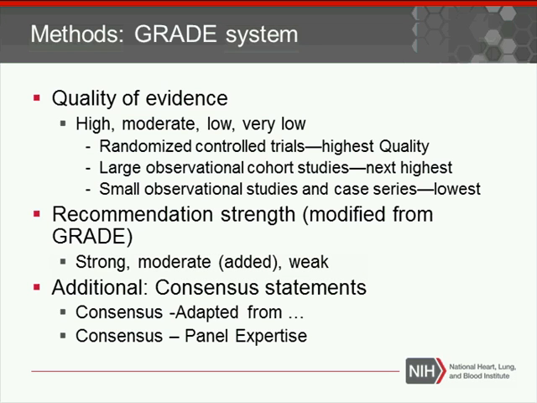In the GRADE system, the quality of evidence arm has four levels: high, moderate, low, or very low to describe the evidence. And in this system, a randomized controlled trial would be considered the highest quality evidence, followed by large observational cohort studies, and down on the lower rungs of the ladder would be considered the smaller observational studies and case series. On the recommendation strength, in the pristine GRADE system, you'd have strong or weak recommendations, but our panel chose to add an additional level, and that level was moderate recommendations.